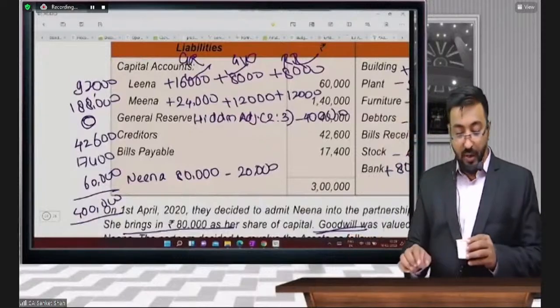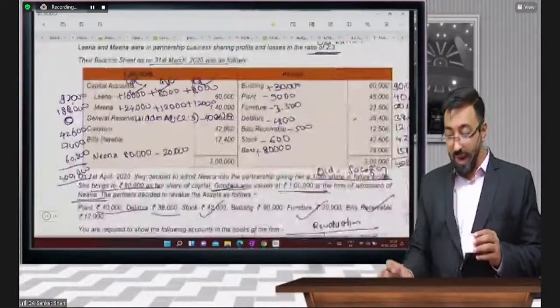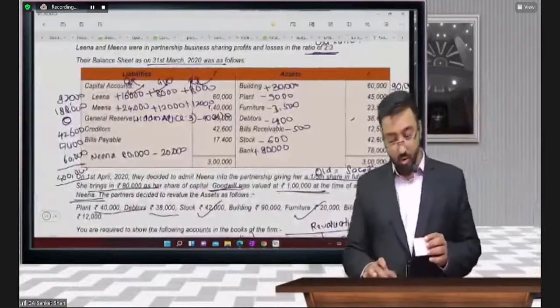Beta, please do it on your own. See, so whenever capital balance is there, you are going to give credit added. Okay. So by general reserve, by goodwill adjustments and by revaluation reserve. Okay. Chalo. So one more question.